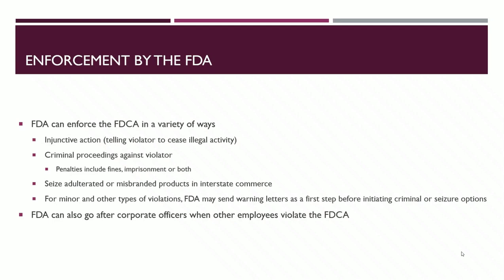It could be fines, imprisonment. They could seize the adulterated or misbranded products in interstate commerce. They could send out warning letters basically and say, hey, look, it's come to our attention that you're doing this. This is wrong. You need to stop now. If not, we can take further action. So it's kind of like a cease and desist letter. They could also go after the corporate officers when other employees violate the Food, Drug, Cosmetic Act. So there's a variety of ways that they can deal with things, depending on the situation and the potential harm, or the harm that's already occurred, I guess.